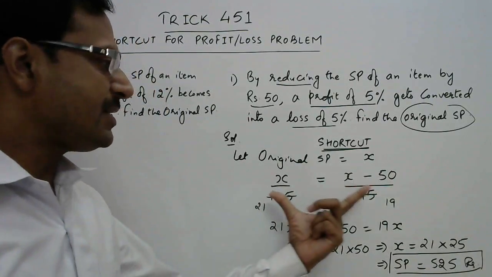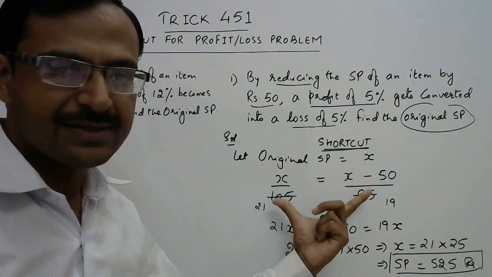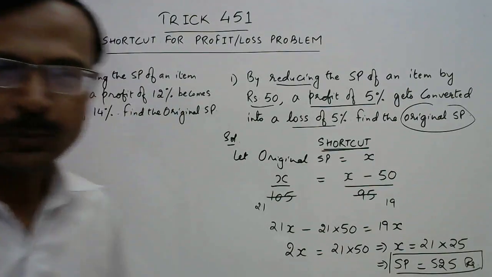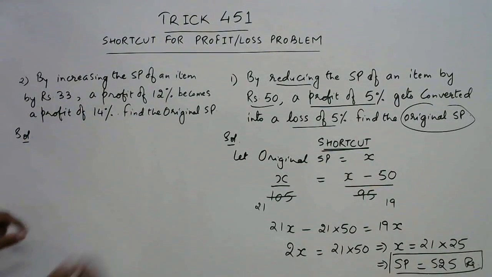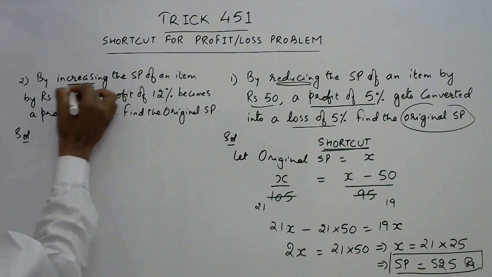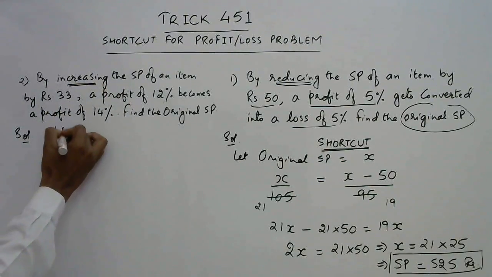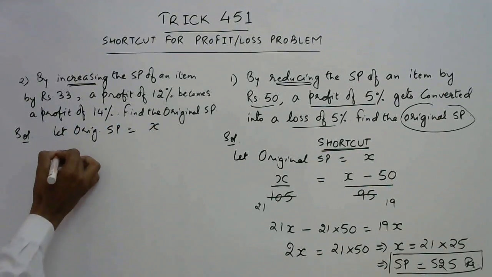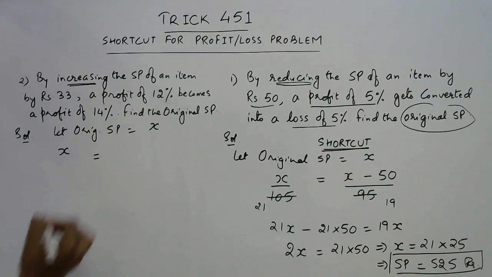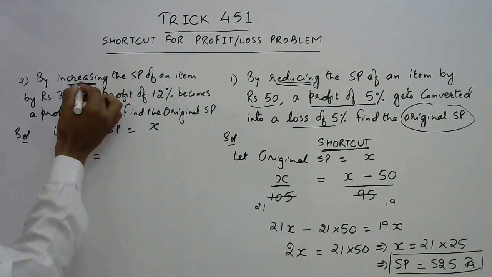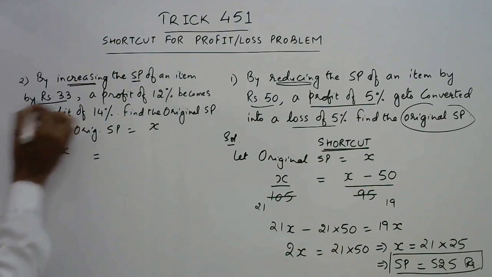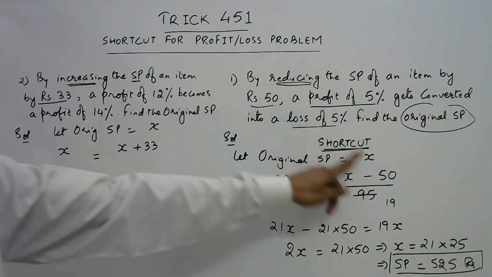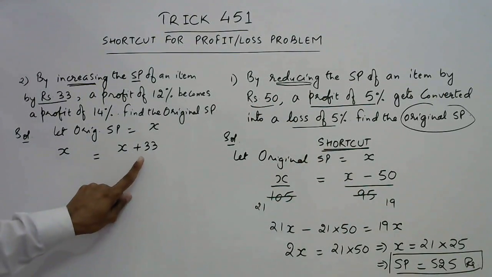So you see, this equation is very important, and how to arrive at this equation I have told you through the shortcut without use of any formula. Let's take one more such problem. Now here, instead of reducing the selling price, we are increasing the selling price. If you assume that the original selling price is rupees X, then on the left hand side we take X, and on the right hand side we are increasing the selling price by rupees 33. So X plus 33. Here it was reduced, so X minus 50. Here it is being increased, so X plus 33.